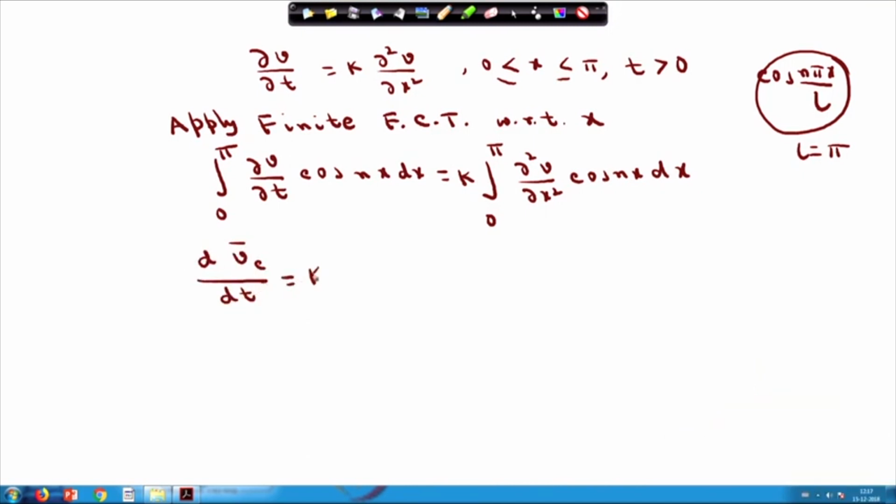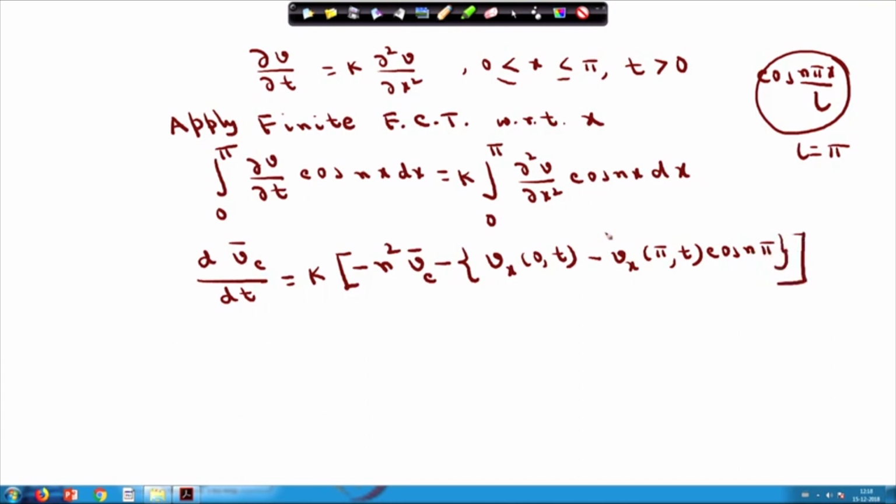This is equal to k into, and this value I am directly writing, you can see it from the earlier lectures, minus n square into v bar c, minus v_x(0, t), minus v_x(pi, t) into cos of n pi. If I evaluate the value of this integral, directly I will obtain this expression.